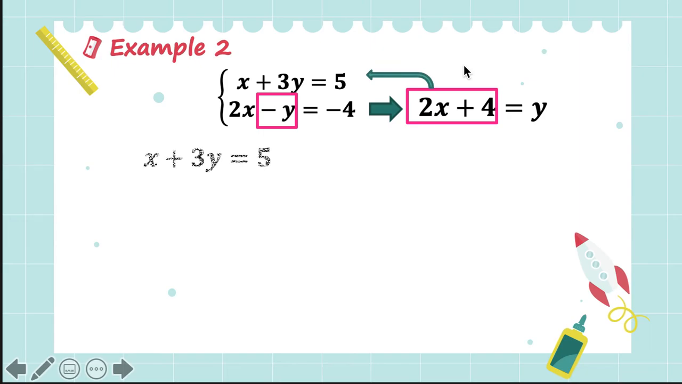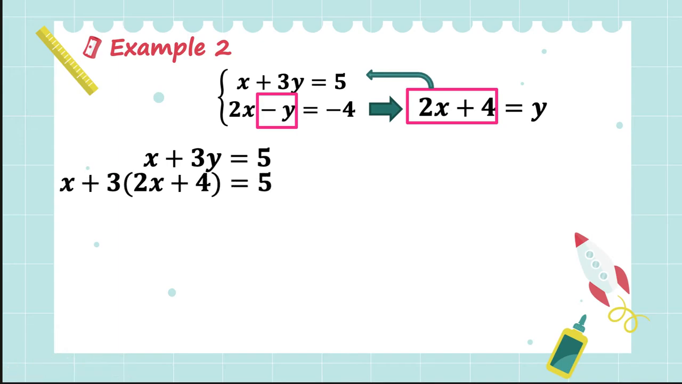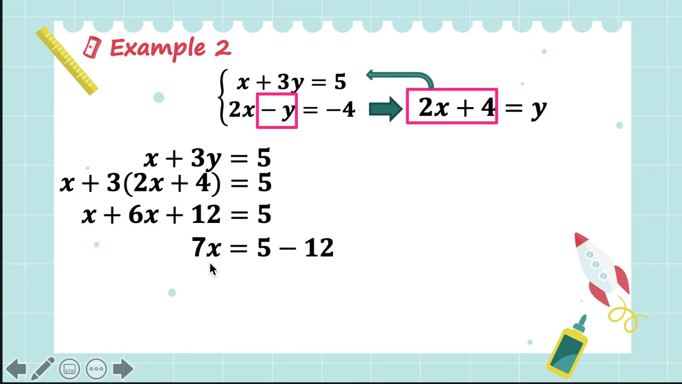So I will be rewriting the first equation here, and then I'll change this y to 2x plus 4. So just copy x and then copy 3 and then change your y and make it 2x plus 4 and then simplify. So just copy x and then distribute 3. So 3 times 2x, the answer is 6x, and then 3 times 4, the answer is 12. And then transpose 12 on the other side and combine x and 6x, the answer is 7x.